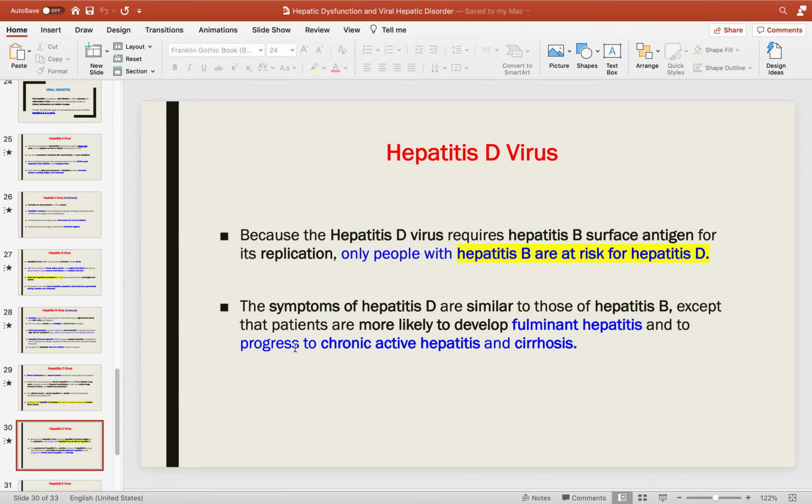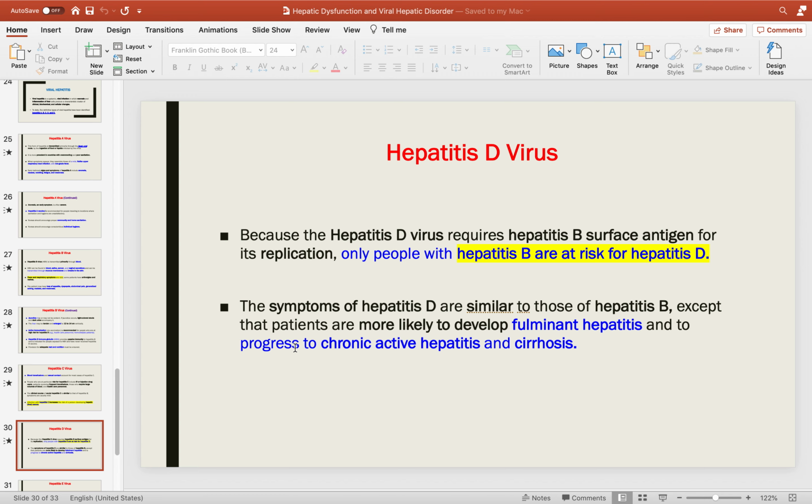The other type is hepatitis D. You have to understand that hepatitis D is also transmitted through blood, but the patient will not get hepatitis D unless he has hepatitis B, because hepatitis D requires hepatitis B surface antigen for its replication, and only people with hepatitis B are at risk of developing hepatitis D. So a patient who has hepatitis B may be at risk to develop hepatitis D.